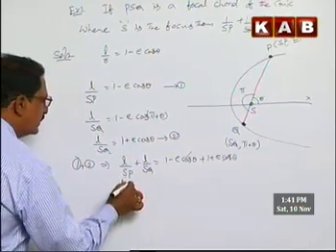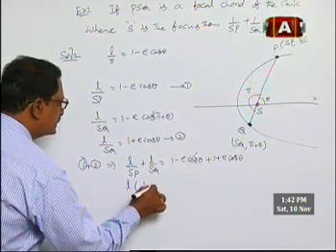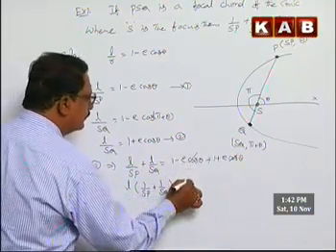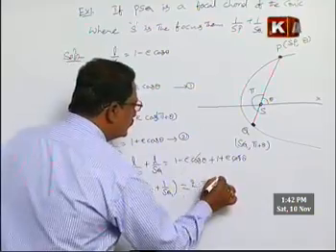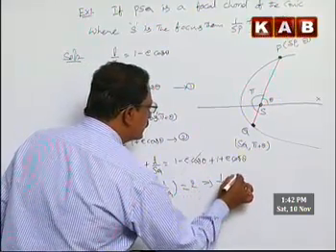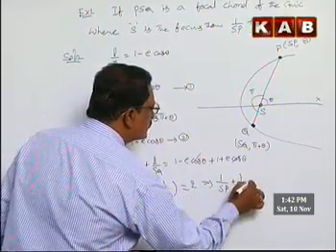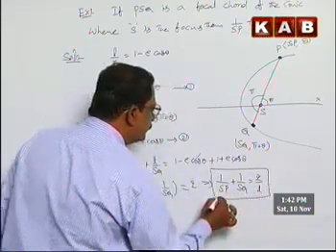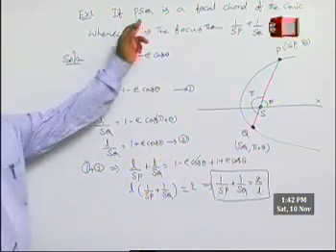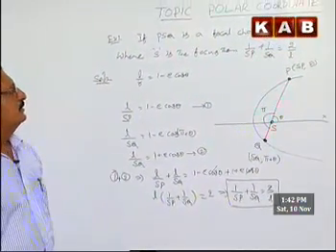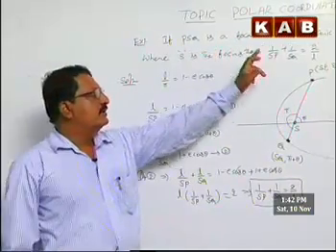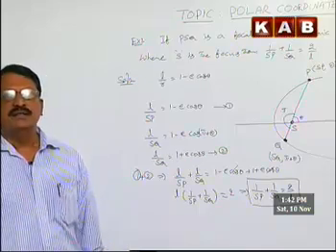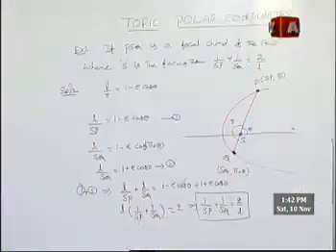L is taken common. We get 1 by SP plus 1 by SQ equals to 1 plus 1, 2. Therefore 1 by SP plus 1 by SQ equals to 2 by L. Now PSQ is a focal chord of the conic where S is the focus, then 1 by SP plus 1 by SQ equals to 2 by L, where L is the length of the semi-latus rectum.